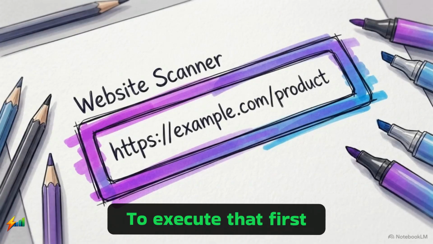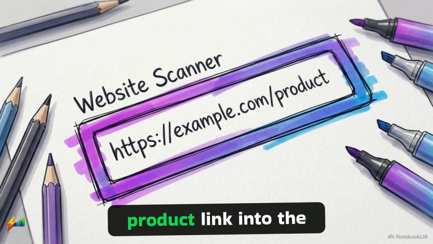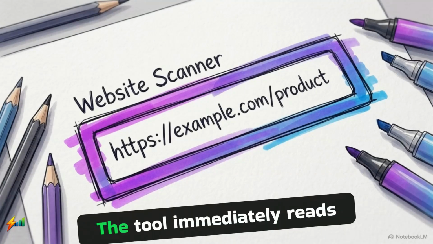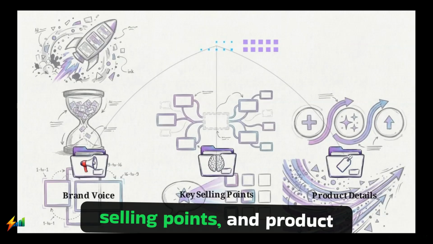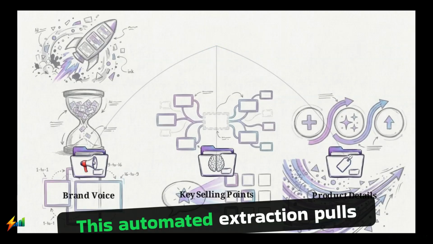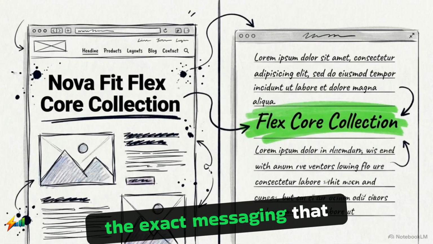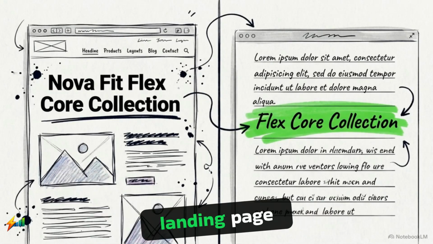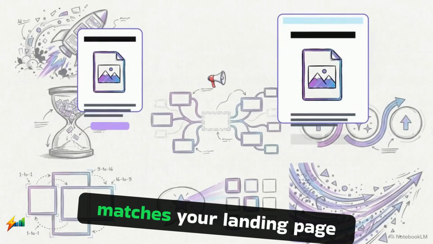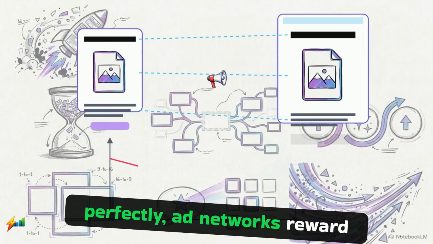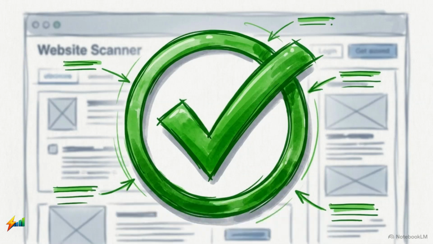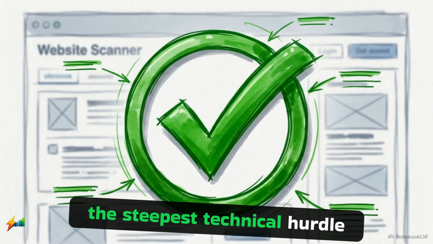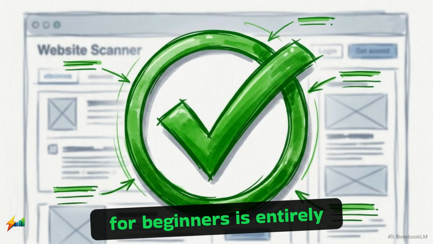To execute that first step instantly, paste your product link into the website scanner. The tool immediately reads the page and extracts your brand voice, key selling points, and product details. This automated extraction pulls the exact messaging that already exists on your landing page. When your ad copy matches your landing page perfectly, ad networks reward you with better performance and lower costs. By letting the scanner handle the data entry, the steepest technical hurdle for beginners is entirely removed.